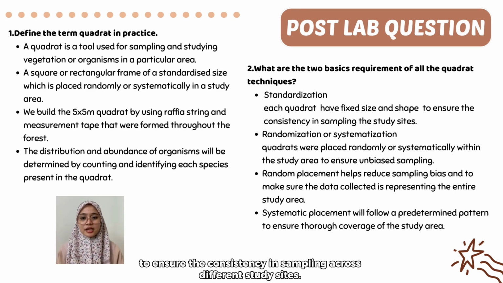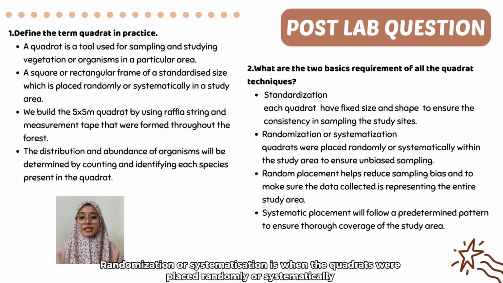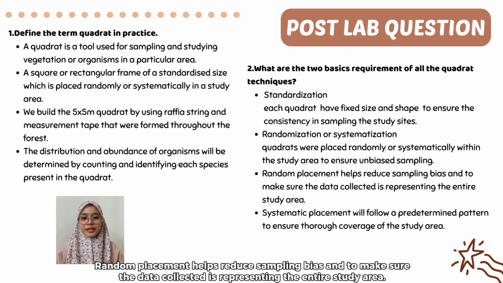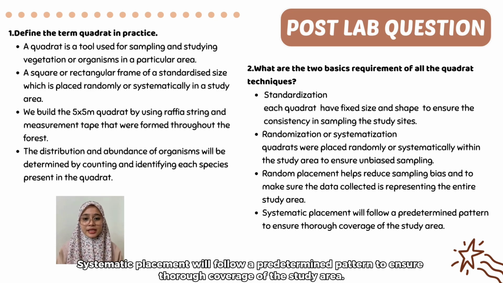Randomization or systematization is when the quadrats are placed randomly or systematically within the study area to ensure unbiased sampling. Random placement helps reduce sampling bias and makes sure that the data collected represents the entire study area. Systematic placement follows a predetermined pattern to ensure thorough coverage of the study area.